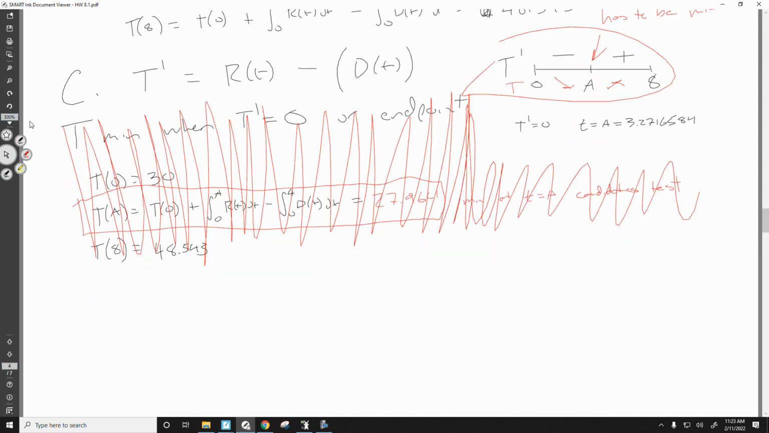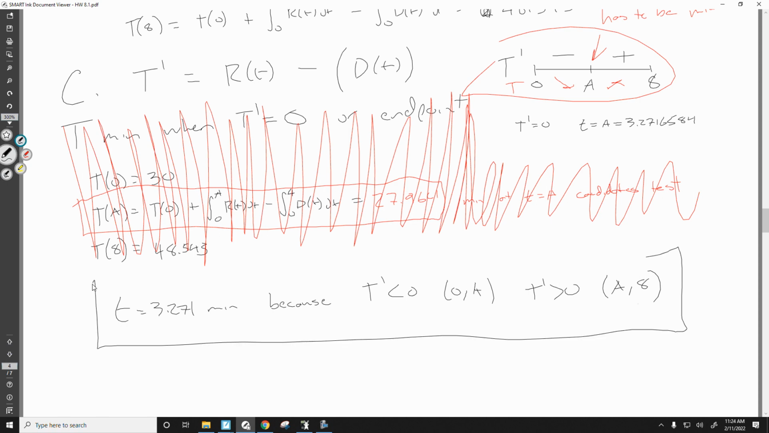Sure. But I can say D equals 3.271 is the min because T prime is negative from 0 to A, as long as I have A written down, and then T prime is positive from A to 8. And yeah, are we using this? I mean, yes, we are, but we're writing down what it says and what it means. And then all of a sudden, we have the same answer, but maybe a little bit less worked up. Now, I don't like when I tell you guys, like, here's multiple ways to do the same thing.